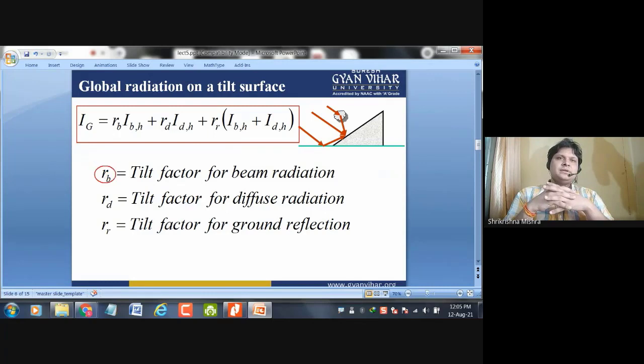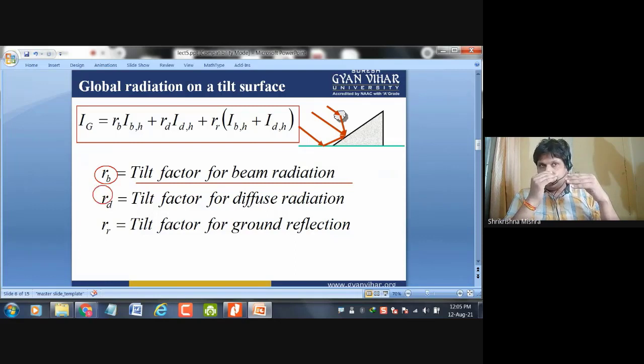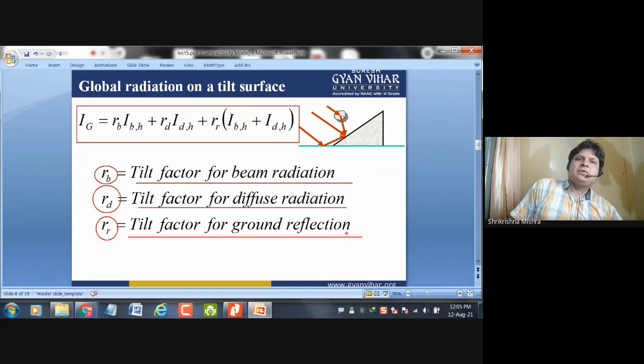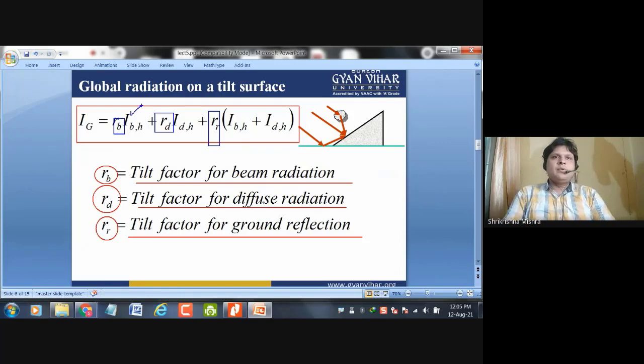In this formula, RB stands for the tilt factor of beam radiations. Tilt factor, all right. RD stands for the tilt factor for diffuse radiations, and RR stands for the tilt factor for ground reflection. So these are the three factors which are included here: RB, RD, and RR. And these are the intensities of the radiations: direct radiations, diffuse radiations, and the third one.